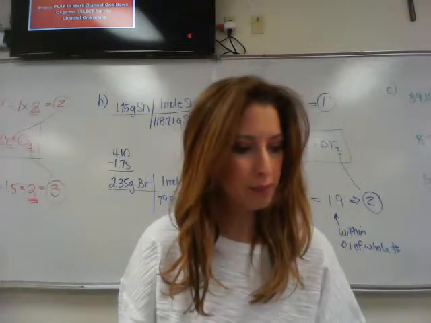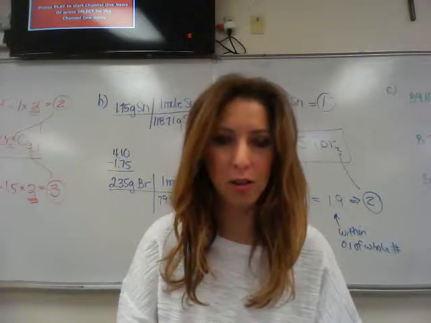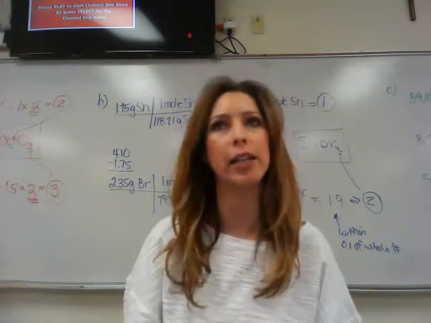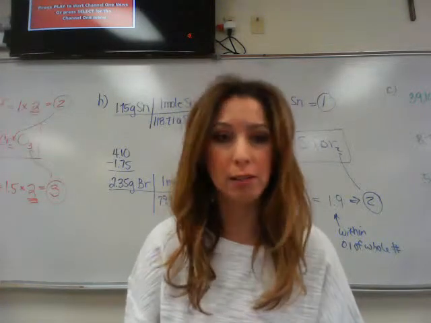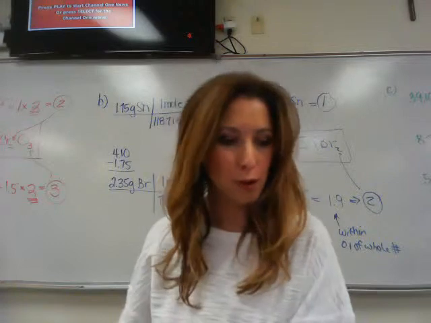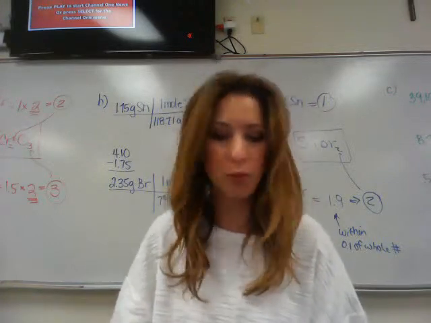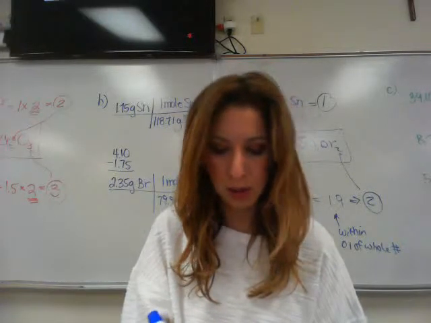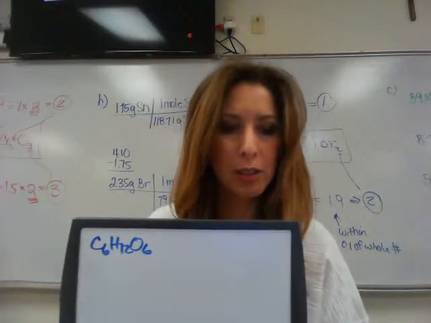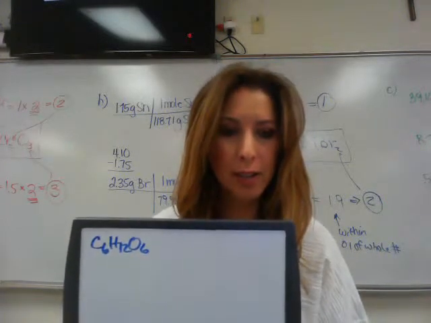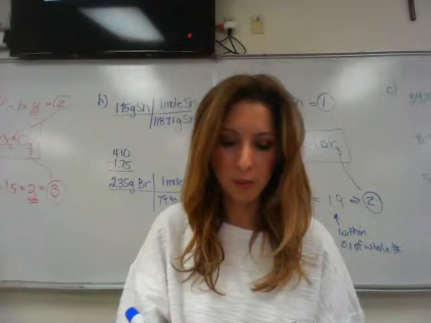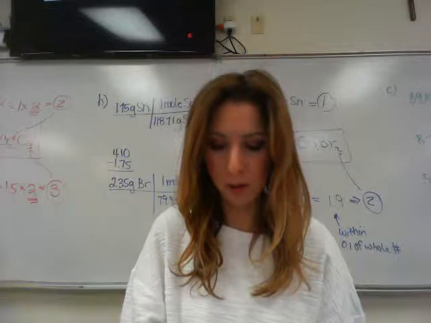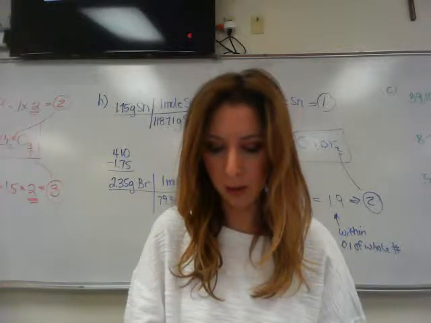Okay, the empirical formula is the simplest ratio of atoms in a compound. So if you can simplify subscripts, then you do, and you would get the empirical formula. So if you look at student exercise 14, they give you C6H12O6. You can simplify the subscripts to get CH2O. So CH2O would be my empirical formula.